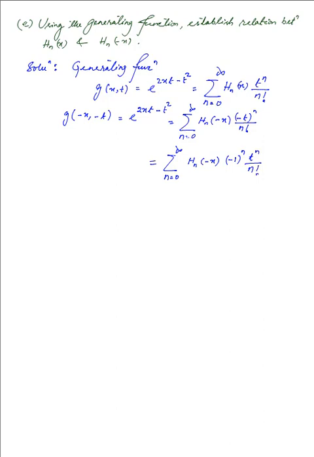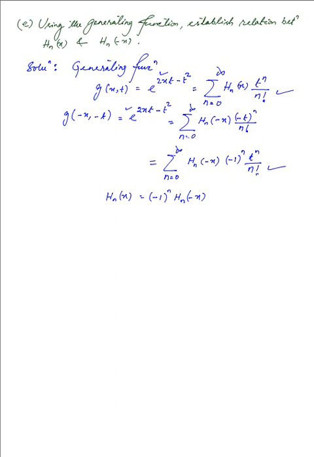Now if we compare the equations, this one and this one, the left hand side remains the same. The difference in the right hand side is with the hn of x and hn of minus x, the only difference being minus 1 to the power n. So we have hn of x equal to minus 1 to the power n times hn of minus x, and this was the relation that we were to establish.